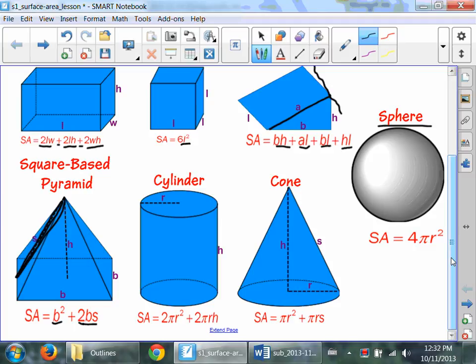And last but not least, we have the cone. Surface area of a cone is pi r squared. That's the area of the circular part right here. Plus pi r s. So again, the slant height is that diagonal height. We don't use the height at all for the surface area of a cone or a pyramid.